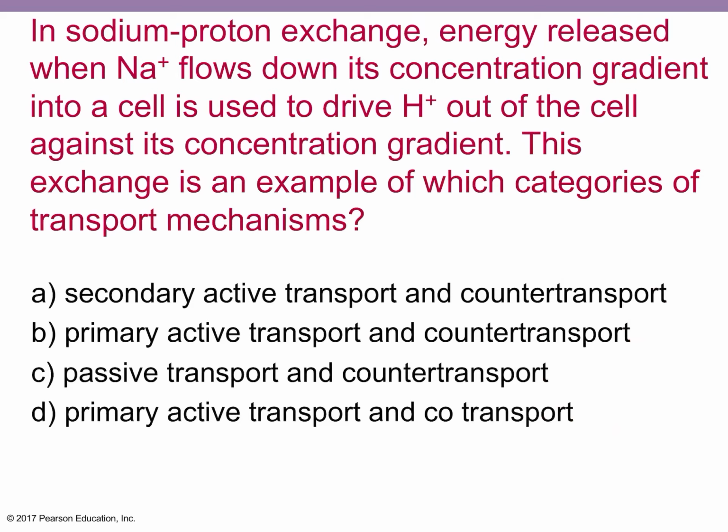In the sodium proton exchange, energy released when sodium flows down its concentration gradient into a cell is used to drive hydrogen ions out against their concentration gradient. What is this an example of? This is going to be secondary active transport because we're using a concentration gradient. So we can cross out primary, that's not it. Is it secondary active transport and counter transport? This is our answer.